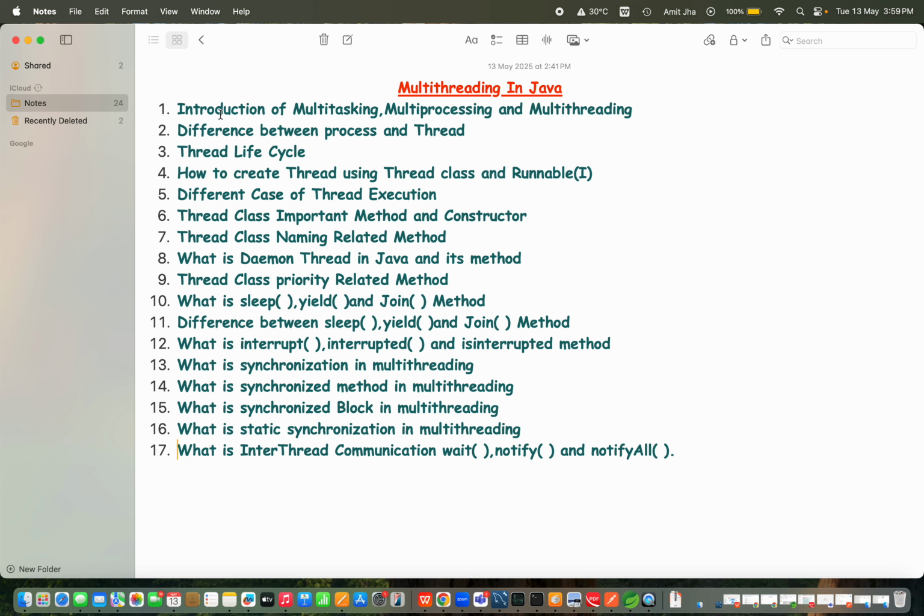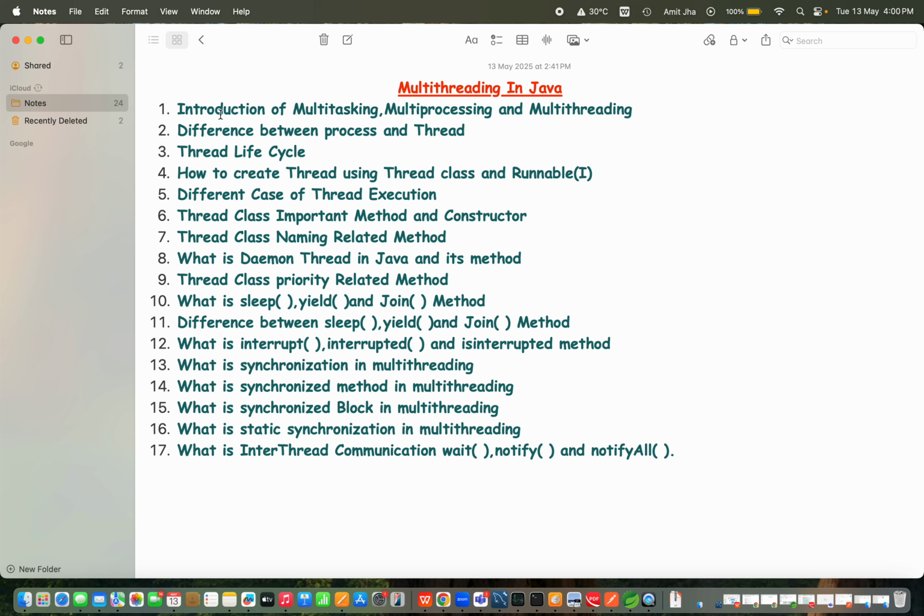Then guys, Thread class priority related methods. So setPriority and getPriority, we have these methods in our Thread class. So how are you going to set the priority of your thread? It may be the main thread, it may be a child thread. All things I will explain very briefly once I start this topic. Then next is what are the sleep method, yield method, join method. Then the difference between sleep, yield and join methods that we have in our Thread class. Then what are interrupt, interrupted and isInterrupted methods in our Thread class, I will also explain.